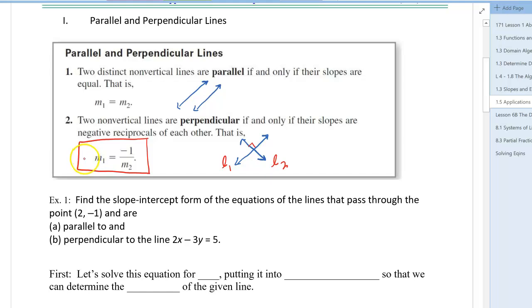If I look at the slope of line 1 and the slope of line 2, then we say they are negative reciprocals of each other. So what that means is they're opposite in sign and they're flipped. So two things have to apply. They have to be opposite in sign, and you have to flip. And these are equal.